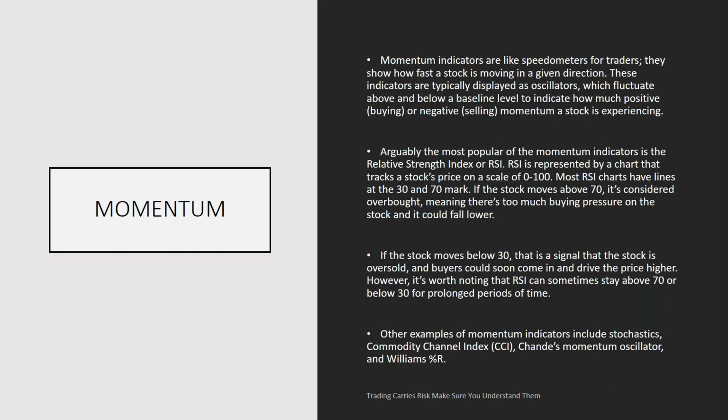Momentum indicators are like speedometers for traders. They show how fast an asset is moving in any given direction. These indicators are typically displayed as what we call oscillators, which fluctuate above and below a baseline level to indicate how much positive buying or negative selling momentum an asset is experiencing. Arguably, the most popular of the momentum indicators is RSI, Relative Strength Index. RSI is represented on a chart that tracks a stock's price on a scale of 0 to 100.